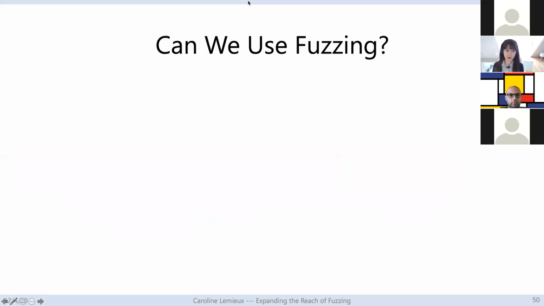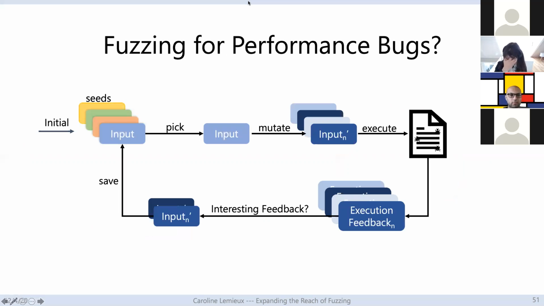And as you may have inferred from the name PerfFuzz, we were wondering whether we could use fuzzing for this purpose. In particular, we were looking at this coverage-guided feedback fuzzing loop where we save new inputs if they have certain interesting characteristics in their feedback.